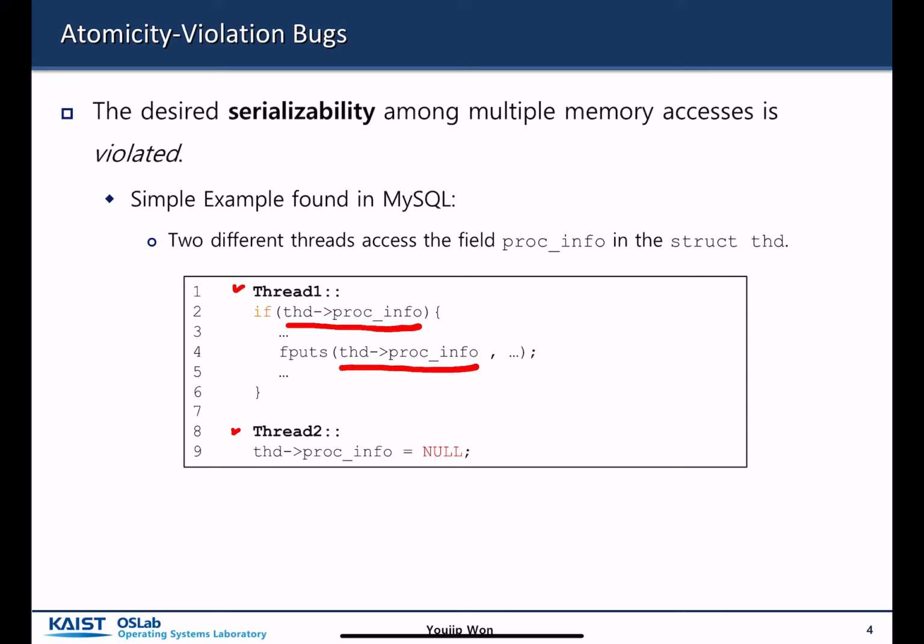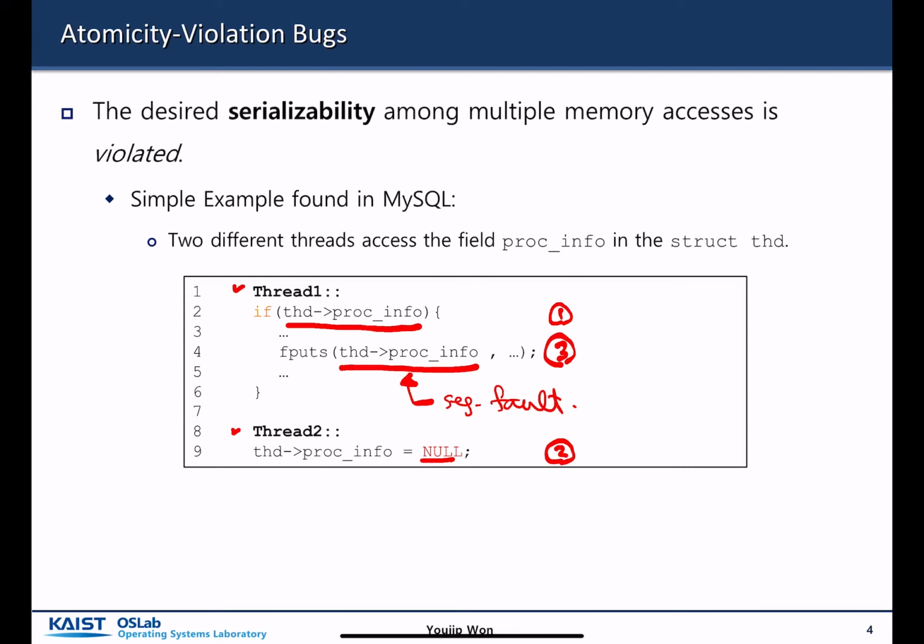Let's consider the following order of execution. This one is executed first, and then the control is transferred to the second thread, thread 2. If this is the case, because thread 2 assigns a null value to the proc info field, the line 3 statement will issue a segfault, because it tries to access the pointer whose address is null.